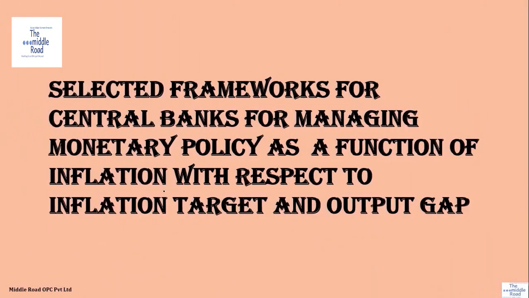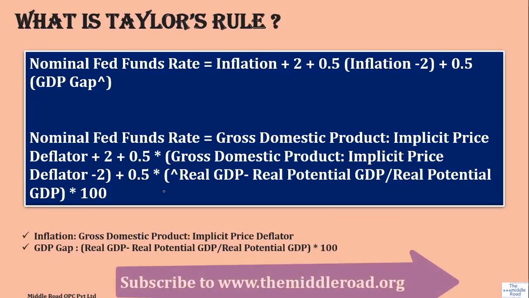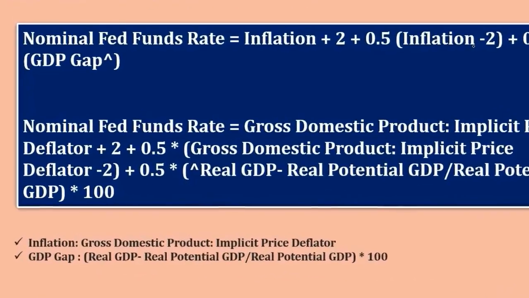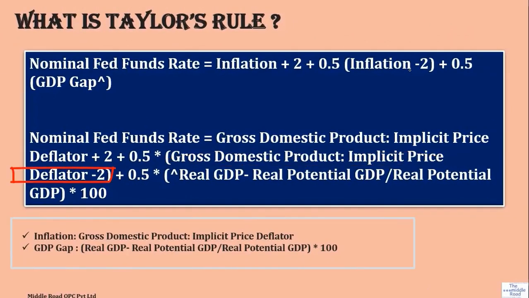Now we look at the selected framework for central banks for managing monetary policy as a function of inflation. We'll not go very deep into it. We look at Taylor's rule, this very famous rule. It basically gives you, when we talk about nominal Fed rates, real Fed rates would be nominal Fed rates minus inflation. You're looking at rates: 2 plus 0.5 times inflation minus 2. So it looks at inflation as one part and GDP gap as another part.